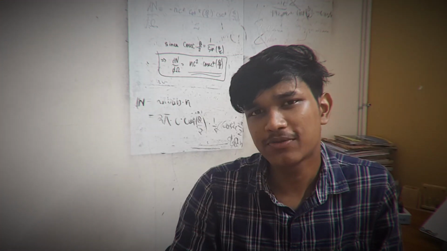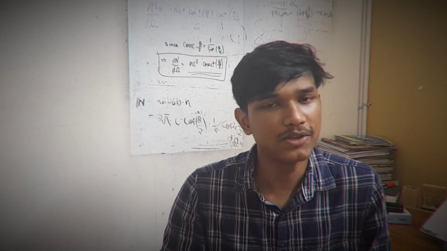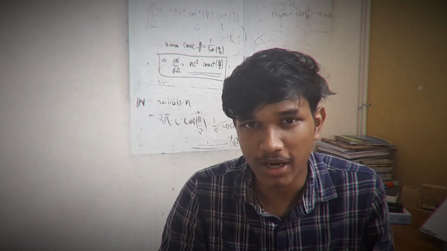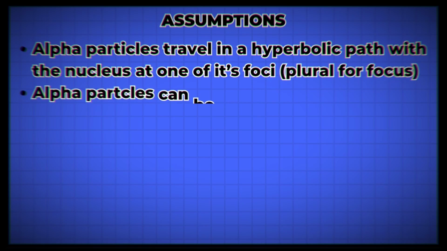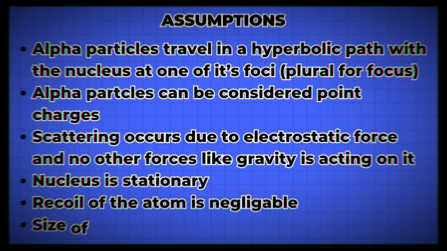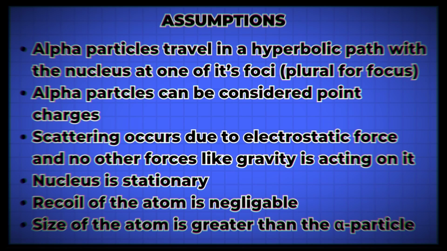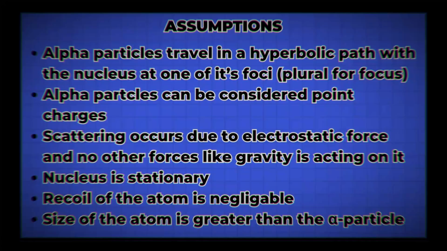Before we get into what these formulas are and get into a deeper explanation, let's first see some of the assumptions that were made by Rutherford. The alpha particles pass in a hyperbolic path with the nucleus at one of its foci. Alpha particles can be considered as point charges. Scattering is due to only the electrostatic repulsive force, and it also assumes that the nucleus is stationary and considers the recoil negligible, and it also assumes that the size of the atom is much greater than the particle.